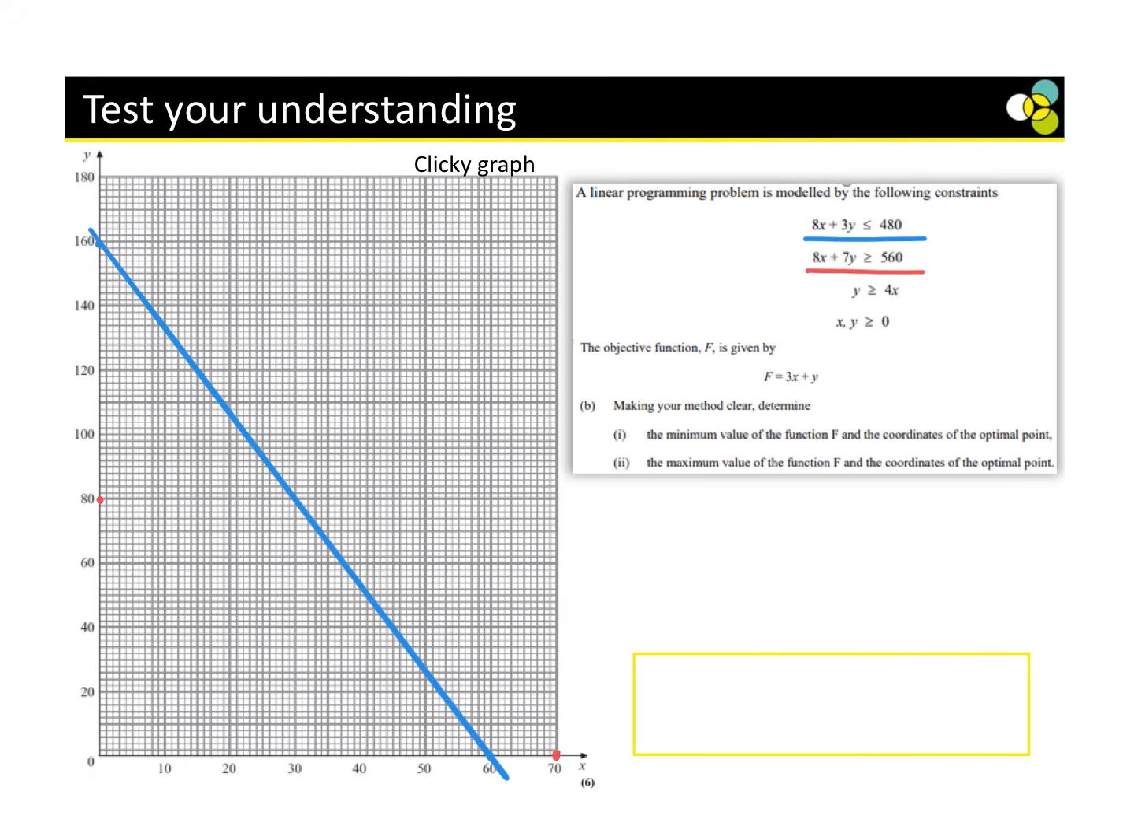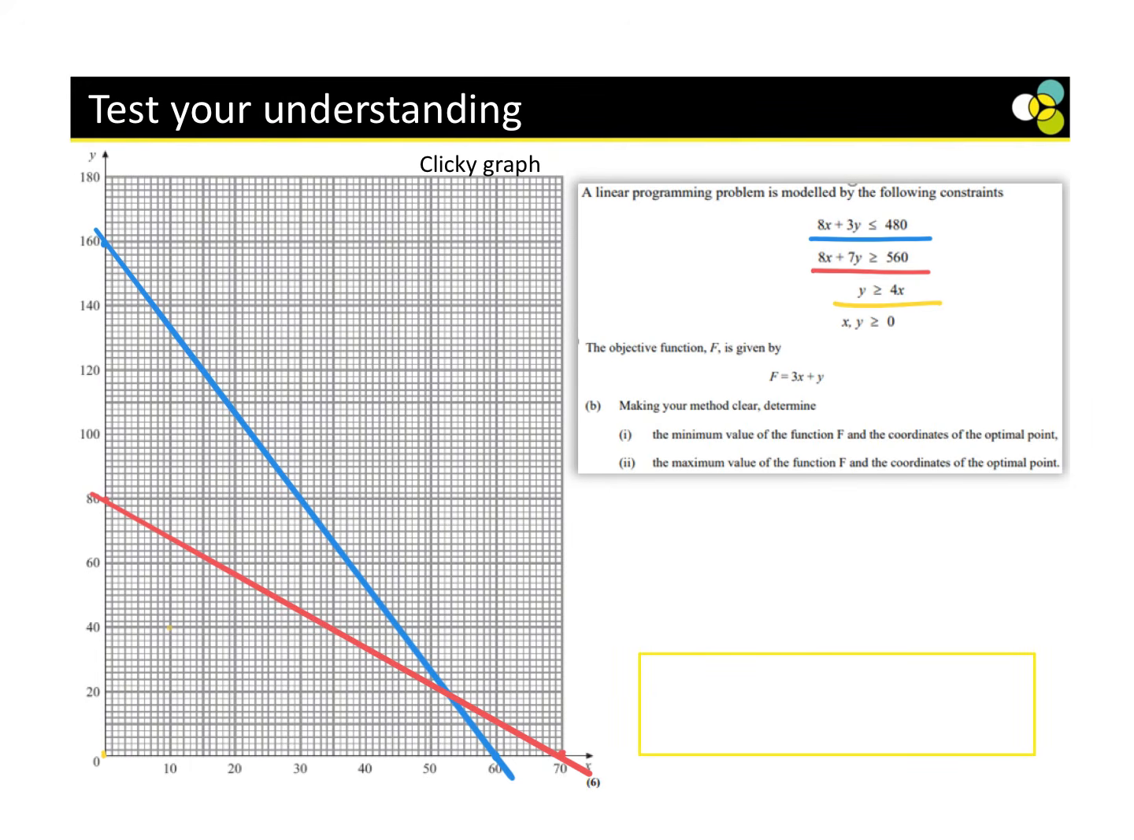Remember we need to use a ruler. It's really important. Okay, perfect. Then we have a look at the next line, y is greater than 4x. So we know it crosses here. This means for every 1 along I go across 4. It's the same, every 10 along I can go across 40.